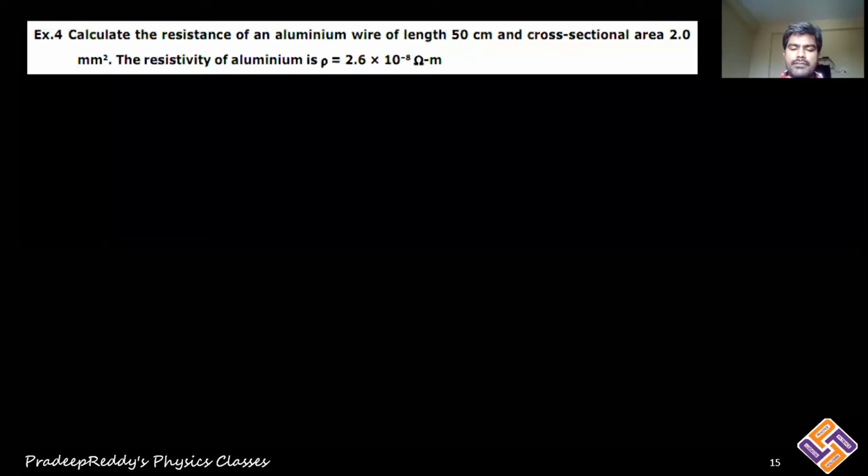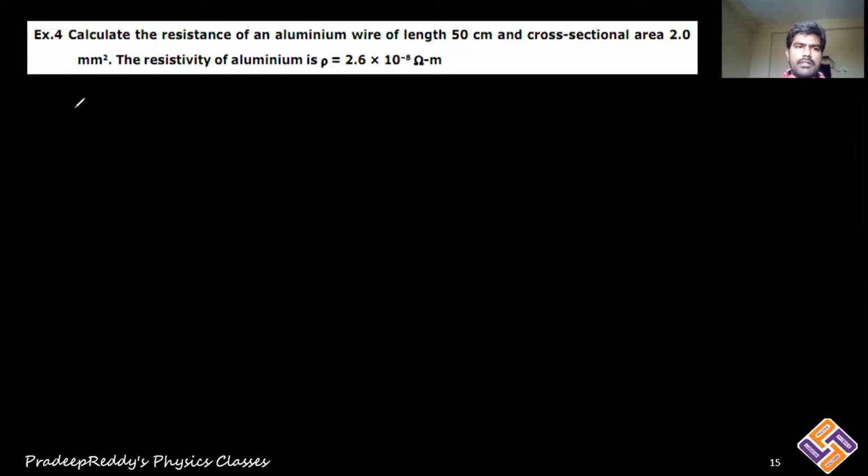Calculate the resistance of an aluminum wire of length 50 centimeter and cross-sectional area 2 millimeter square. The resistivity of aluminum is given to you. This is one simple problem. Always we'll start with simple and then we will go for complications. In this problem, all the data is given to you. Whatever the data is given, just write that.